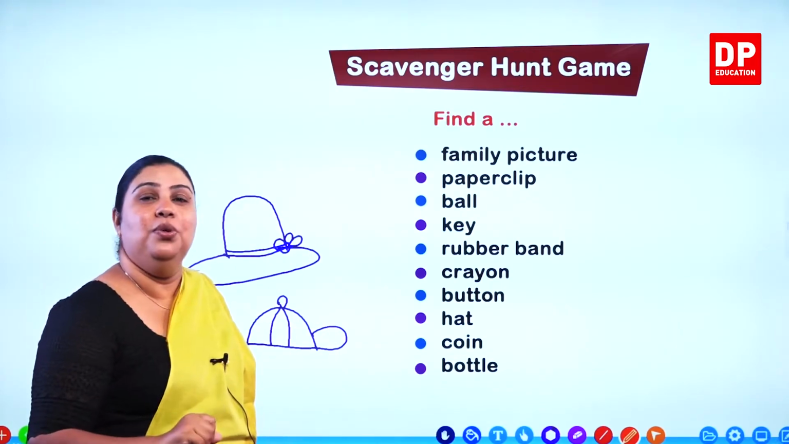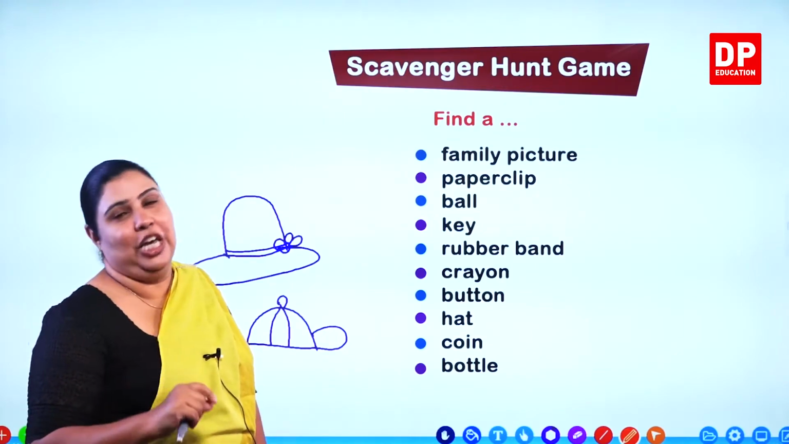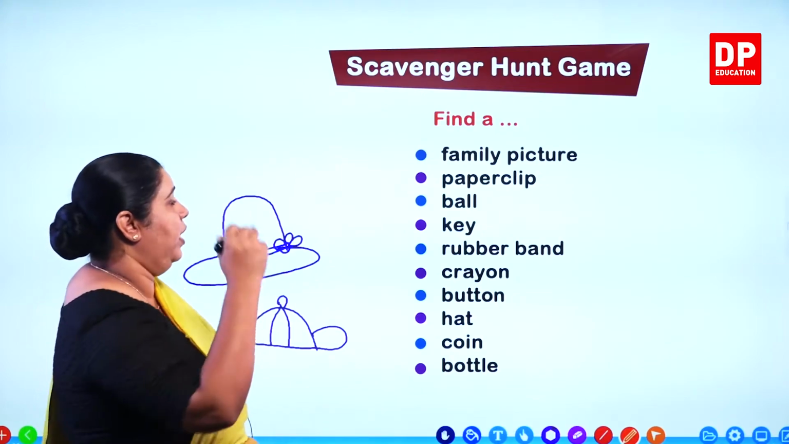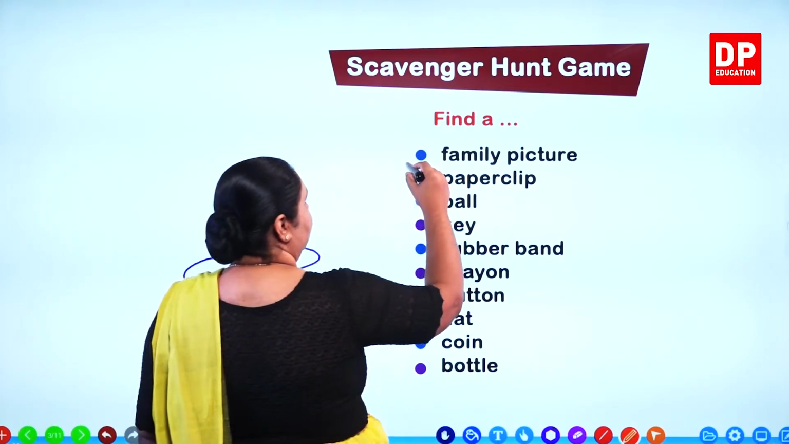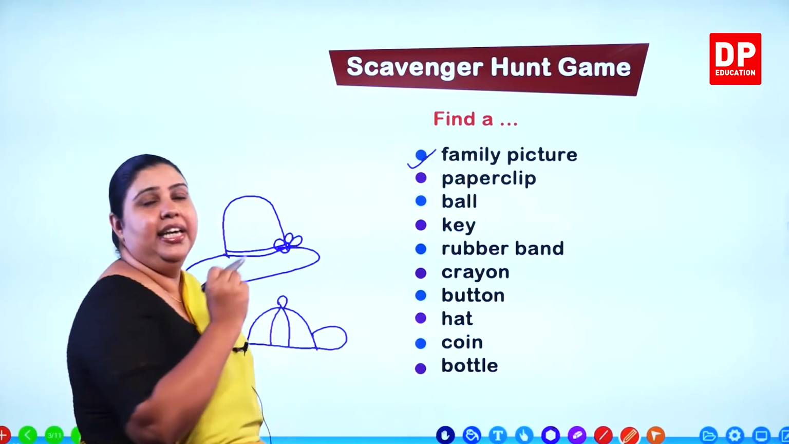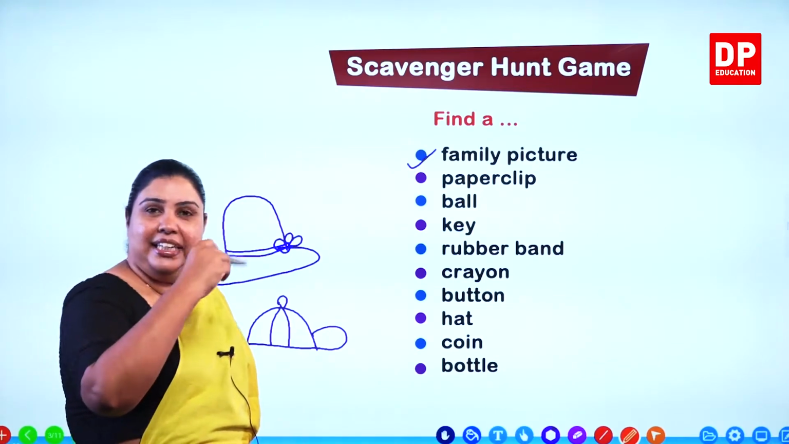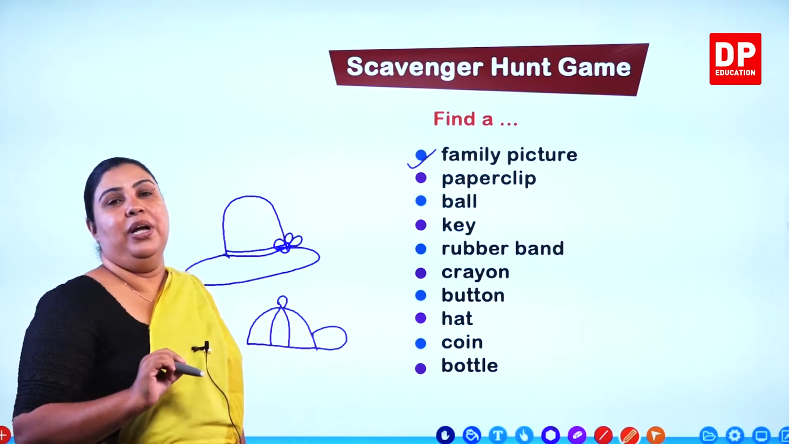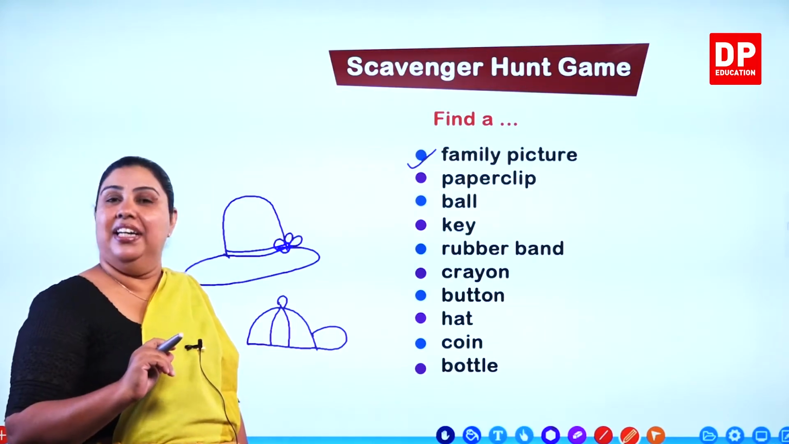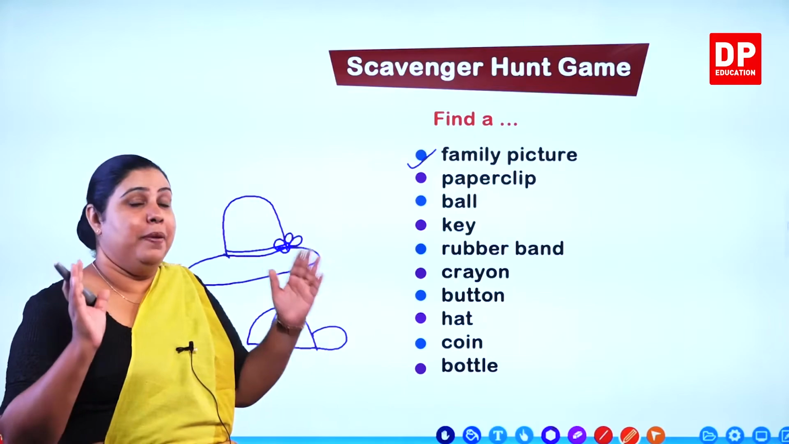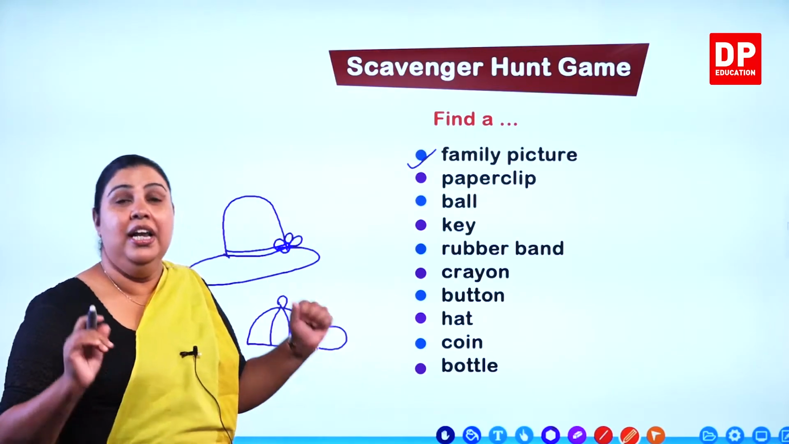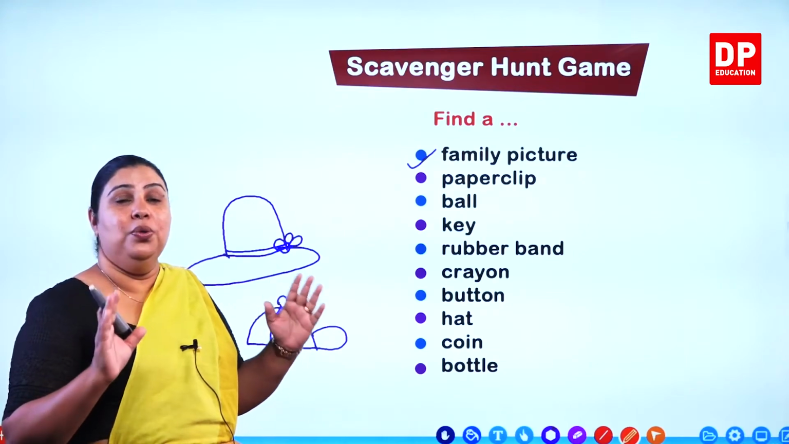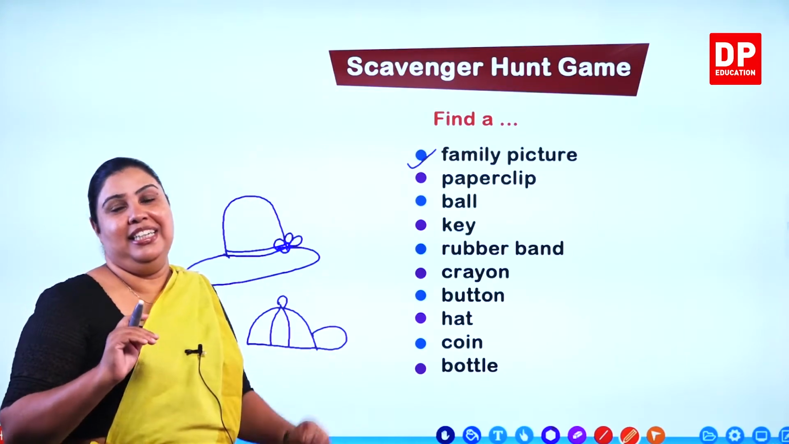Okay, so this is one of the scavenger hunt game lists that I have brought you that you can use when you do a scavenger hunt game, right? So you can tick. Now, when you find a family picture, you can put a tick. Tick off the things you find one by one. The winner will be the person who completes the whole list or the person who finds or does the most number of things mentioned in the list.